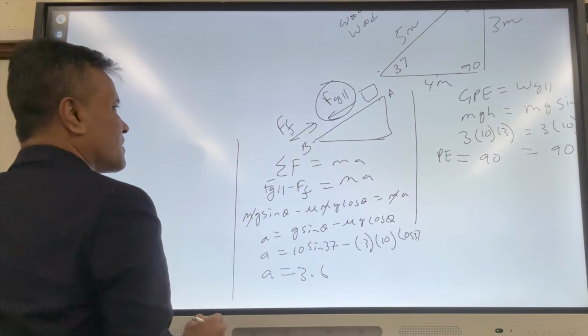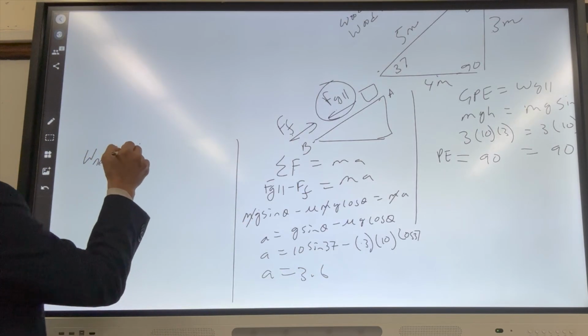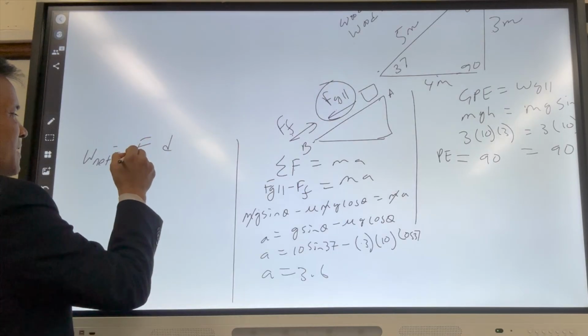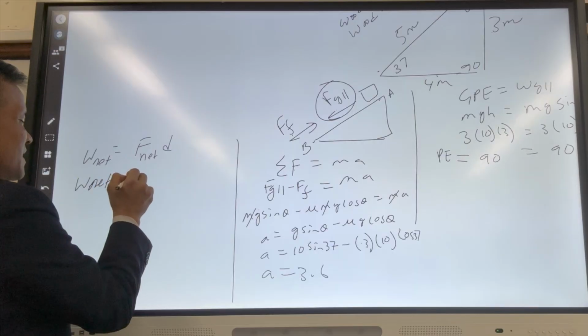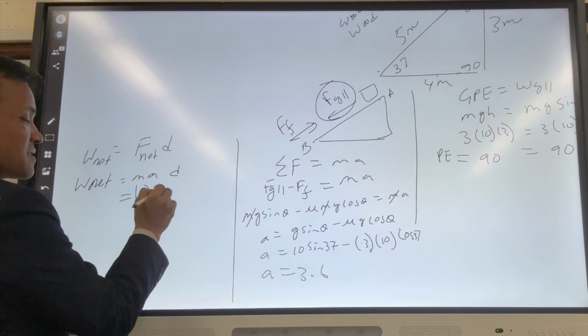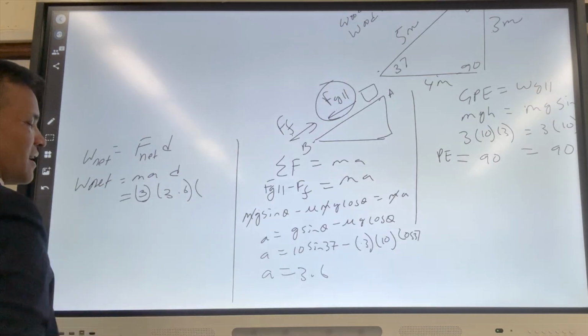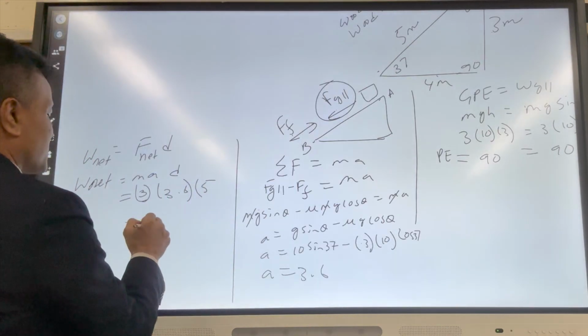Right now, what we need to find is the work done by the net force. So F net times d. How can we find the net force? m a d. What is m? 3. What is a? 3.6. And what is d? 5. So this is 54.